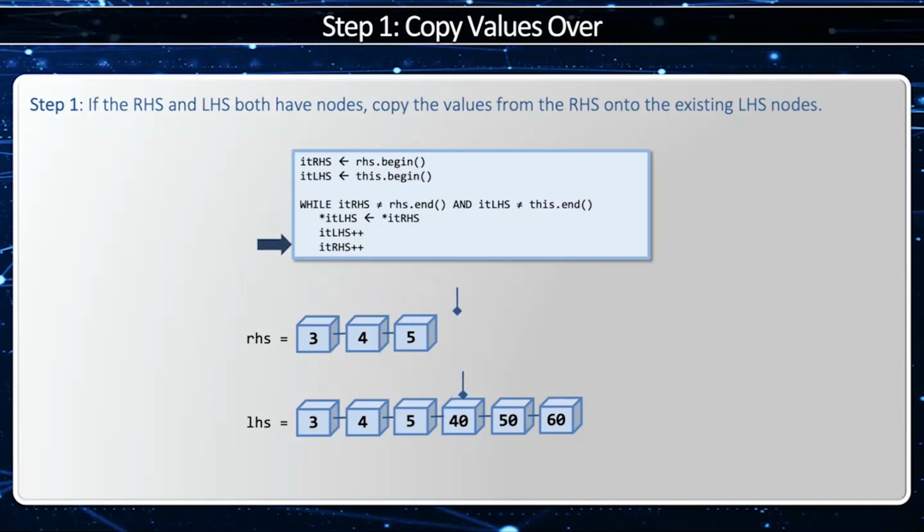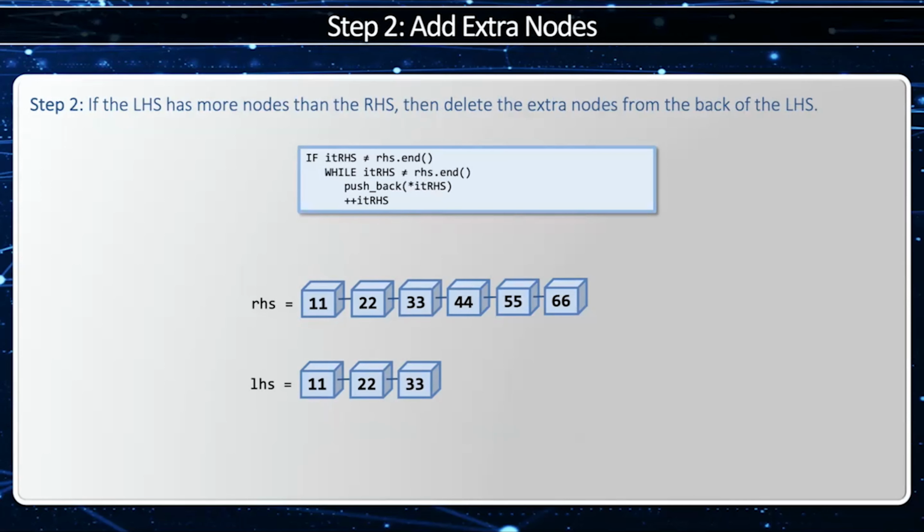Now, at this point in time, it's no longer true that both the left-hand side and the right-hand side iterators are referring to real elements because the right-hand side is end. So at this point in time, I will stop with this phase. Step 2 is when I have extra nodes to be added. In this case, the right-hand side has more nodes than the left-hand side.